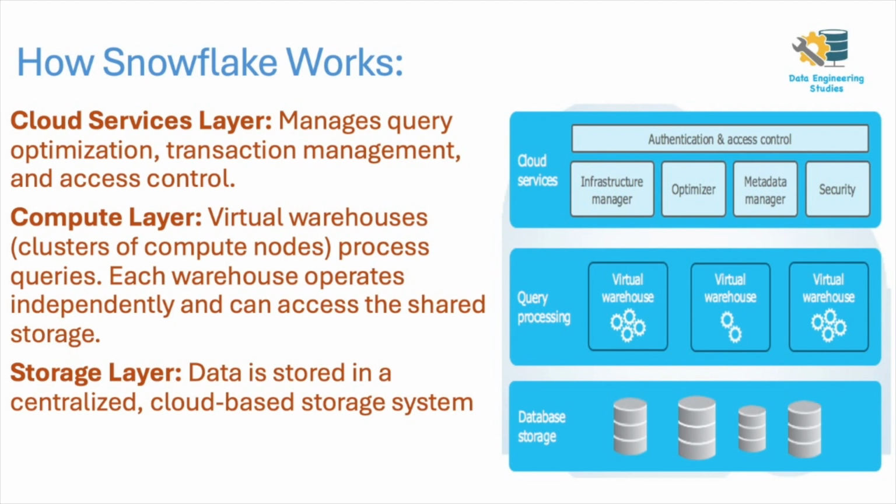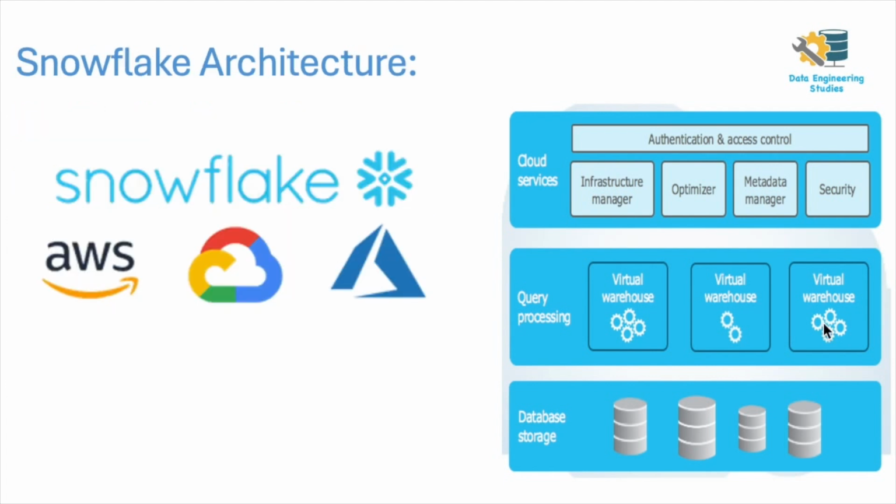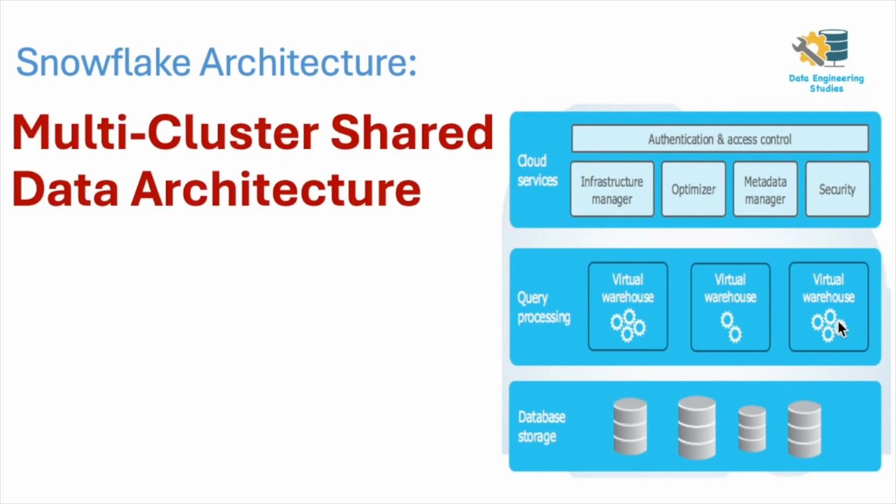Each virtual warehouse can operate independently and can access the centralized storage system. The next layer is the cloud services layer. The cloud services layer manages query optimization, transaction management, and access control management. Snowflake is fully managed and cloud native. That means that Snowflake entirely runs on cloud platforms like AWS, Azure, and GCP. Snowflake uses a unique cloud-native hybrid architecture known as multi-cluster shared data architecture.